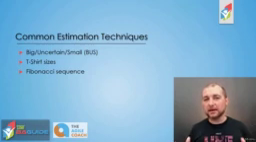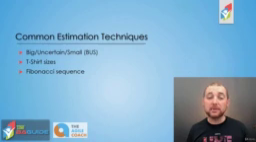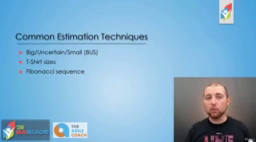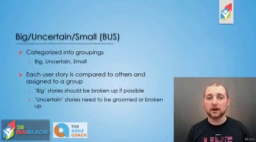Some of the most common agile estimation techniques. And the three that we're going to cover is the big, uncertain, small, also known as the BUS. We have T-shirt sizes, and we have the Fibonacci sequence. We're going to start with the most simple one, the BUS.